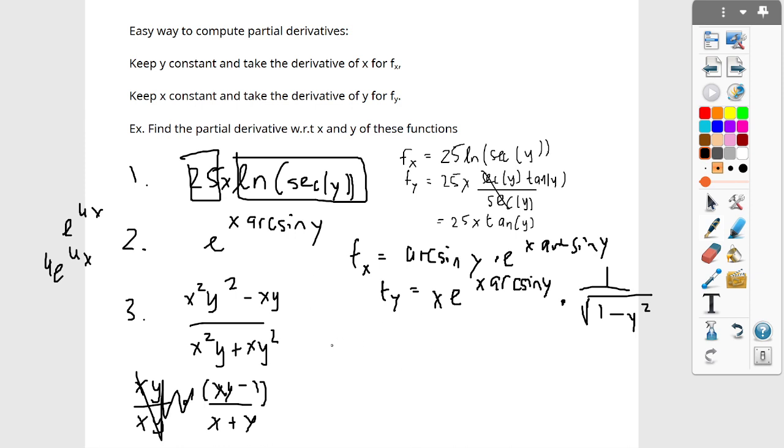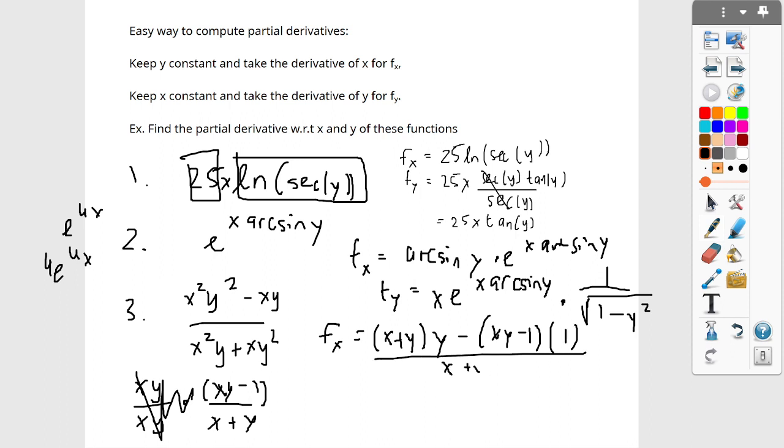So what is f sub x? Let's use the quotient rule. You take the low function times the derivative of the high function, and the derivative of the high function with respect to x is y, minus the high function xy minus 1 multiplied by the derivative of the low function, which is 1, divided by x plus y all squared. And that is f sub x.